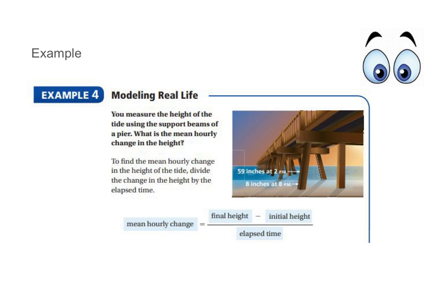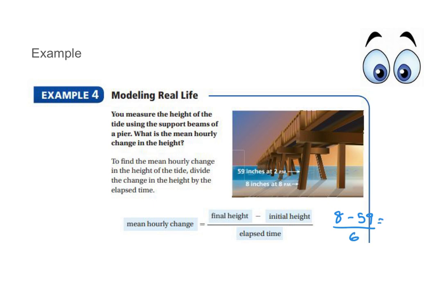For our example on modeling real life, we measure the height of the tide using the support beams of a pier. And we are asked, what is the mean hourly change in height? Mean is average, so that's the change in height divided by time. So the final height is 8 inches. The initial height is 59 inches. And the total time elapsed from 2 to 8 p.m. is 6 hours.